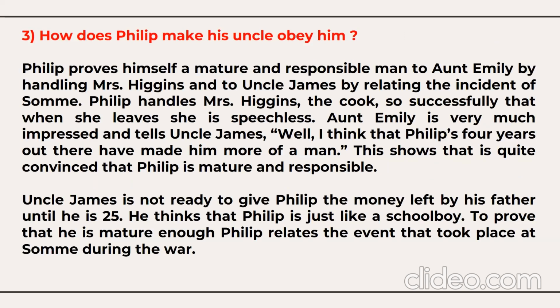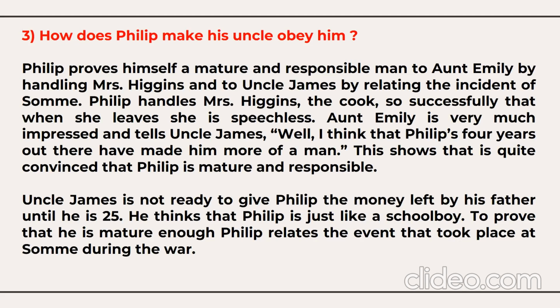Philip proves himself a mature and responsible man to Aunt Emily by handling Mrs. Higgins and to Uncle James by relating the incident of Somme battlefield. Philip handles Mrs. Higgins, the cook, so successfully that when she leaves, she is speechless. Aunt Emily is very much impressed and tells Uncle James, "Well, I think that Philip's 4 years out there have made him more of a man." This shows that the uncle is also quite convinced that Philip is mature and responsible.